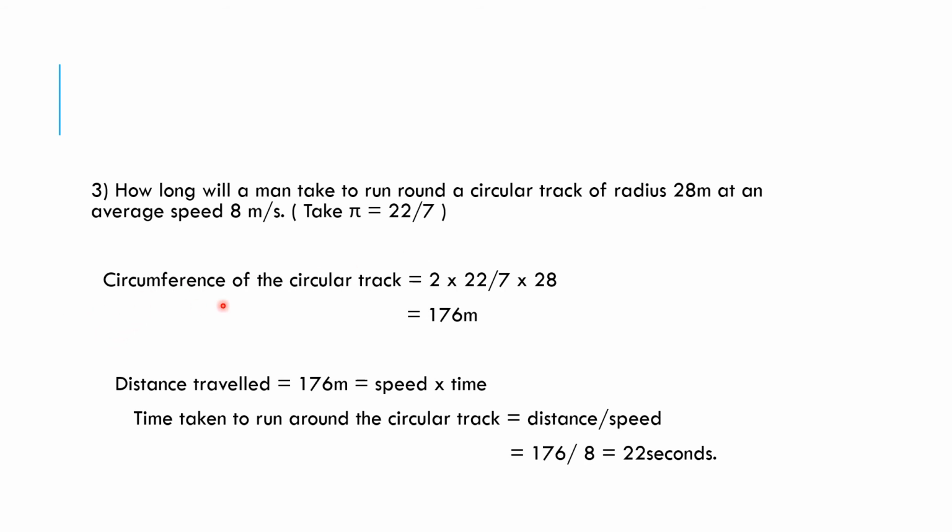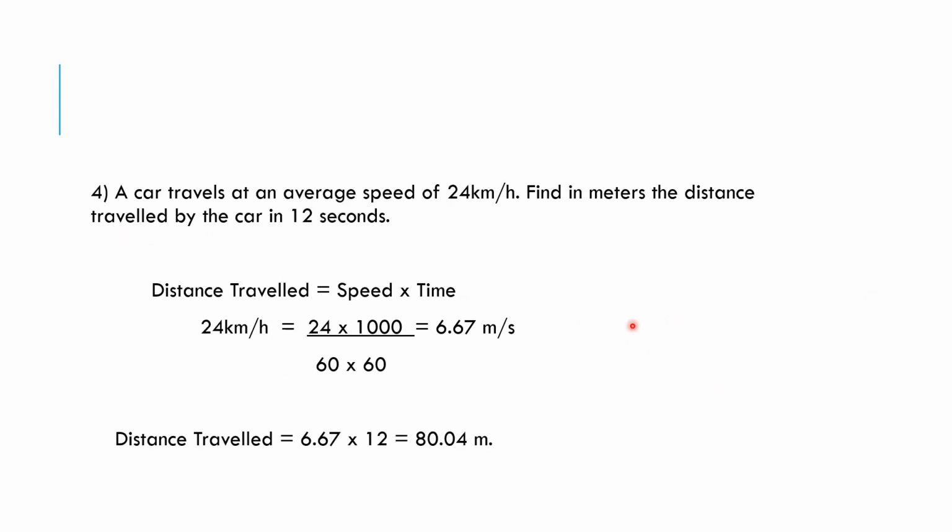Now the circumference of the circular track is 2 into 22 over 7 into 28, that is 176 meters. Distance traveled, 176 meters, is equal to speed into time. So time taken to run around the circular track is distance over speed, that is 176 over 8, that is 22 seconds. So it will take 22 seconds for a man to run around the circular track of radius 28 meters at an average speed of 8 meters per second.